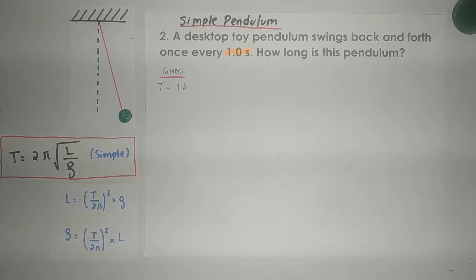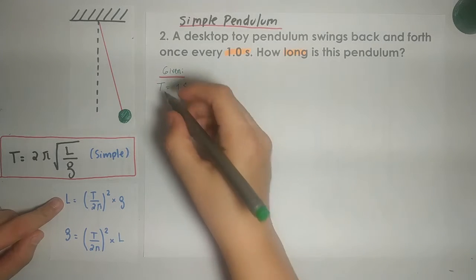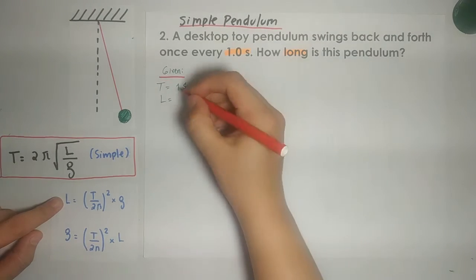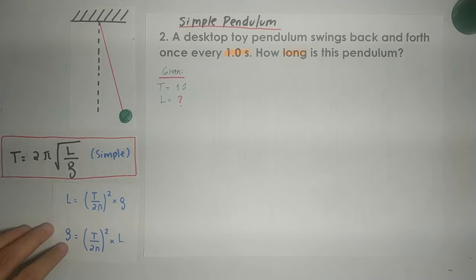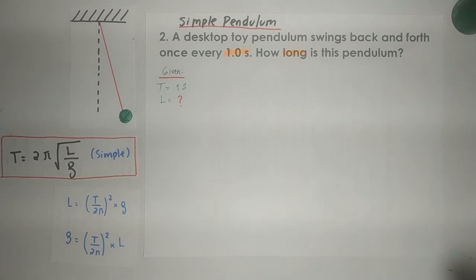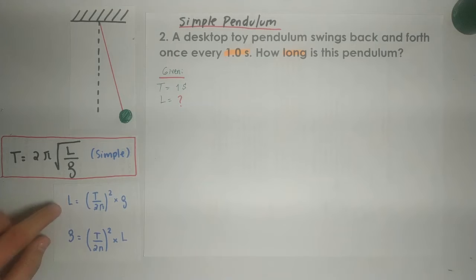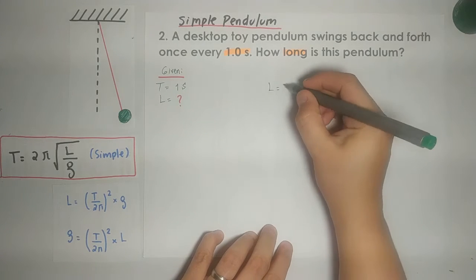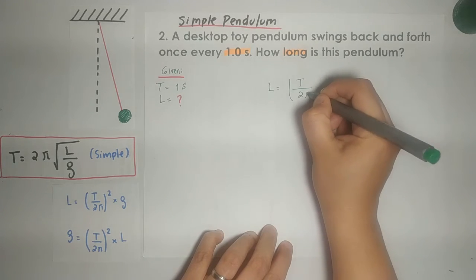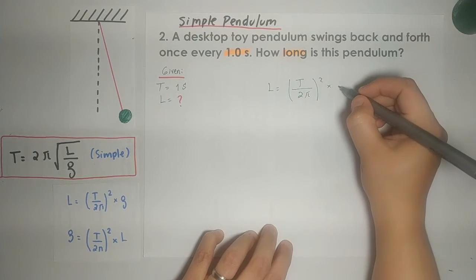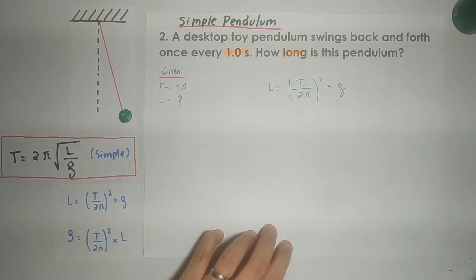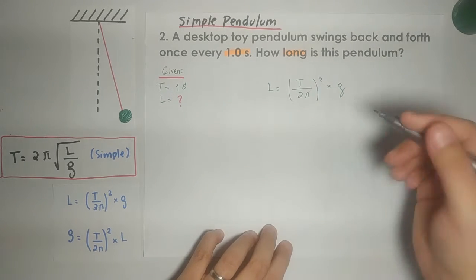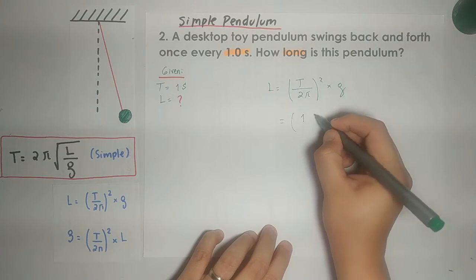Now what am I looking for? How long is this pendulum? So that means I'm looking for length. Length is going to be unknown. So from the equation I isolated previously for length, and this is the equation that I have already ready to be used. So we say length equals period divided by 2 pi raised to the second power times gravity. Gravity, you know it already. Period is given, just let's plug in the values.